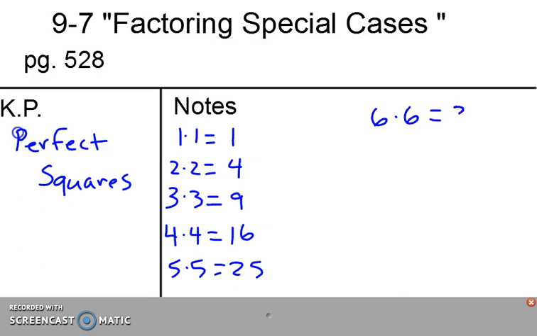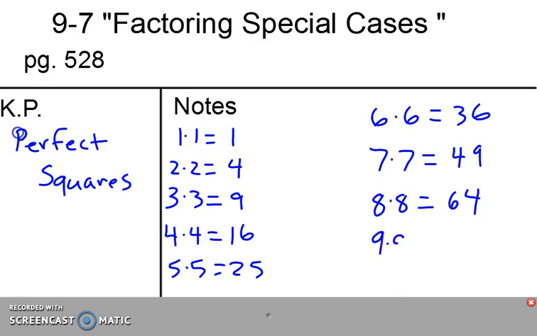6 times 6 is 36. 7 times 7, 49. 8 times 8, we get 64. 9 squared is 81. And obviously 10 squared is 100. Okay, there are a lot more. Obviously, you can keep going. 11 times 11, 12 times 12, and so on and so forth. These are the most common ones that you're going to see today. And these are the ones that are going to help you out the most.